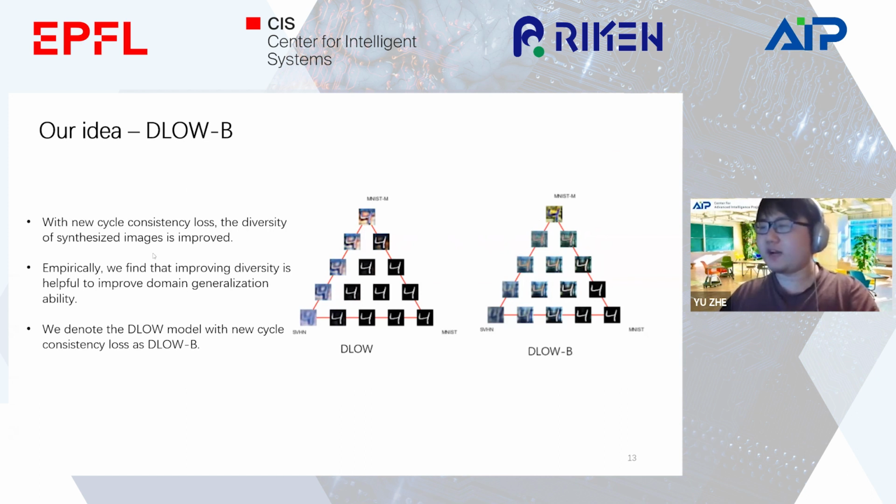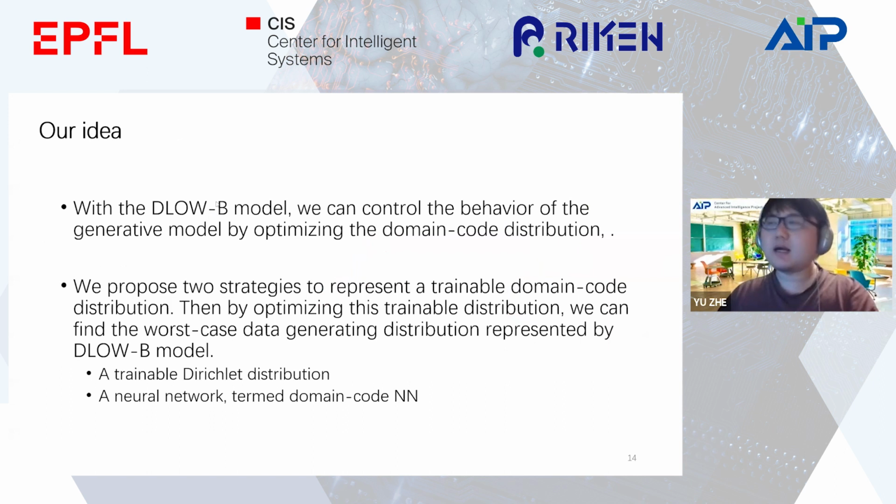Also, empirically, we find that improving the diversity is helpful to improve the domain generation ability. Hence, in this work, instead of using the DLO model, we utilize the new model. We call this model DLO B. And with the DLO B model, now we can control the behavior of the generative models by optimizing the domain code distributions.